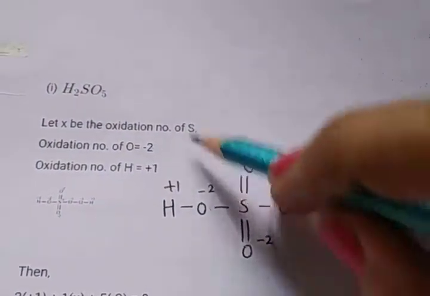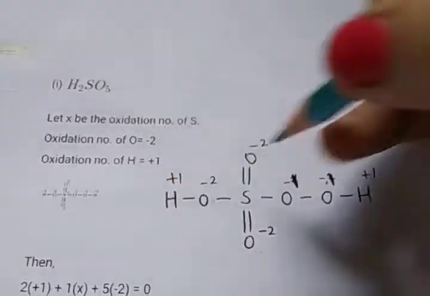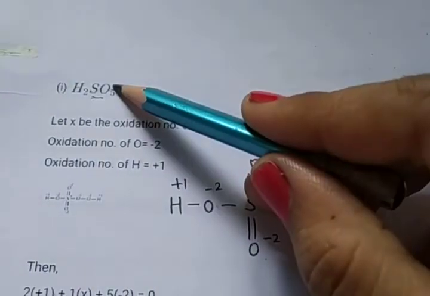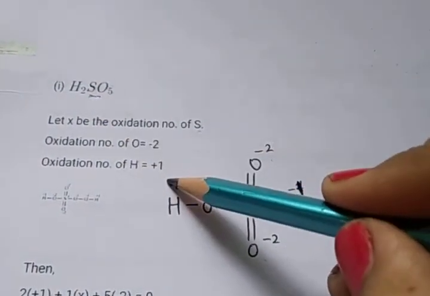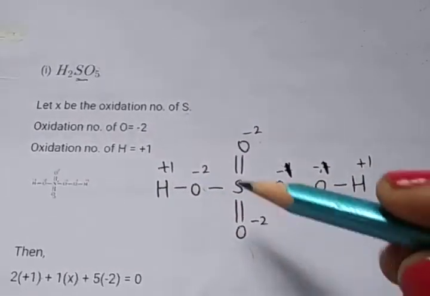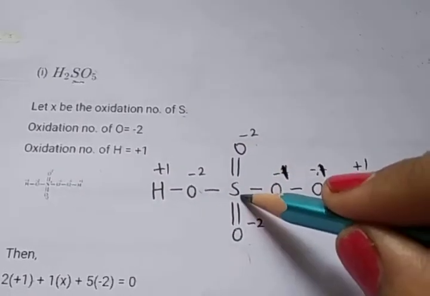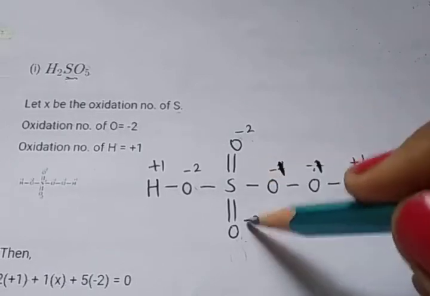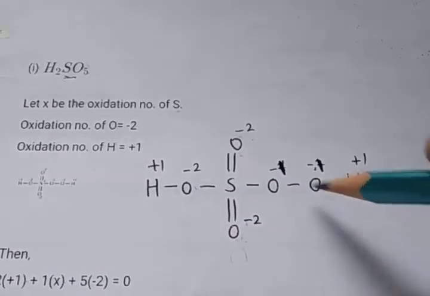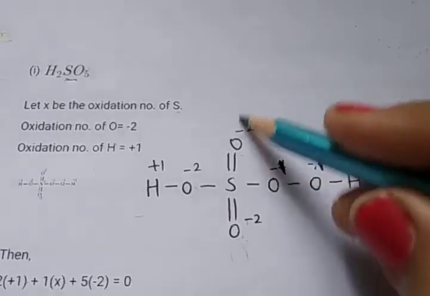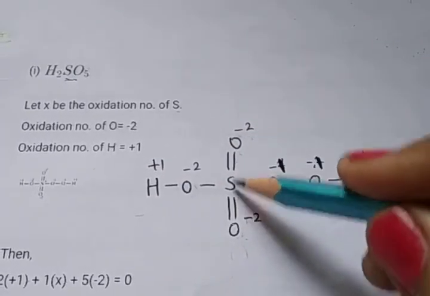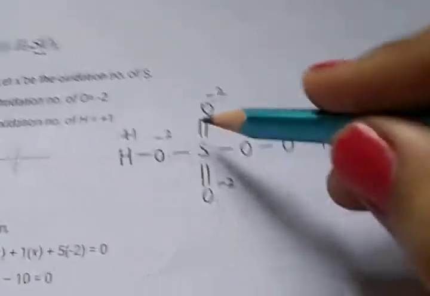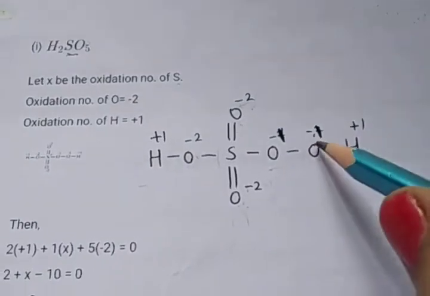In H2SO5, first we have to find the oxidation number of sulfur. Let x be the oxidation number of sulfur. The oxidation number of oxygen is -2 and hydrogen is +1. First we have to draw the structure: one sulfur and five oxygens. Two oxygens are attached with double bonds, and the remaining three oxygens are attached by single bonds, along with hydrogen. In this structure, the double-bonded oxygens are -2 and -2, and one more oxygen is also -2, and the intermediate oxygens have -1 and -1.